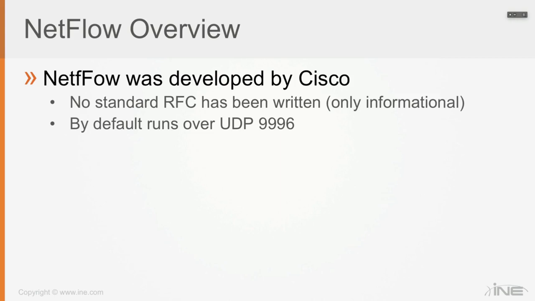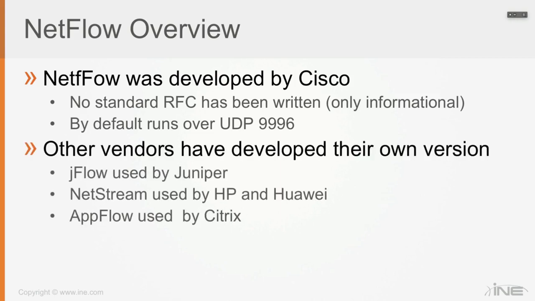Now, because this is not a standard, other vendors have also developed their own version of Netflow, because clearly Netflow is a very useful tool, not only for security reasons, but also for network monitoring. A lot of vendors have developed their own version, like Juniper uses JFlow, probably from Juniper Flow. HP and Huawei use NetStream, or for example Citrix uses AppFlow.